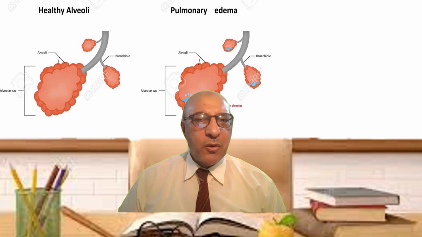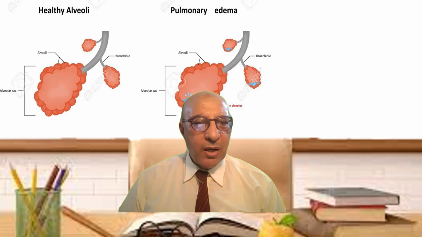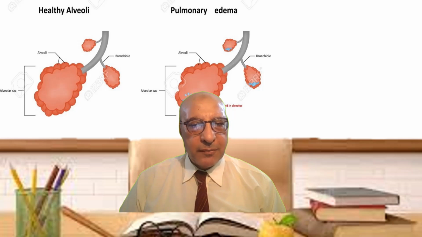If you look at this figure, you will notice that on the left side we have a healthy alveolus. The alveolus is completely free of any fluid. It is only containing air. This is the area where there is exchange between the capillary blood and the alveolar sac, getting oxygen and removing carbon dioxide. On the right side, in a case of pulmonary edema, we have fluid in the alveolar sac, preventing this gas exchange, inducing hypoxia and hypercapnia in severe cases.